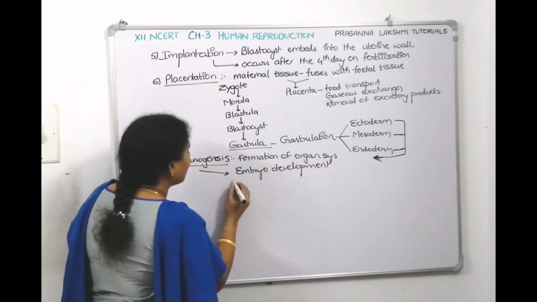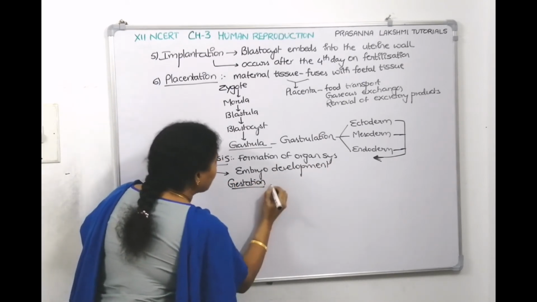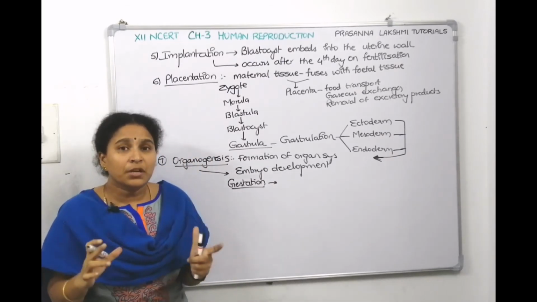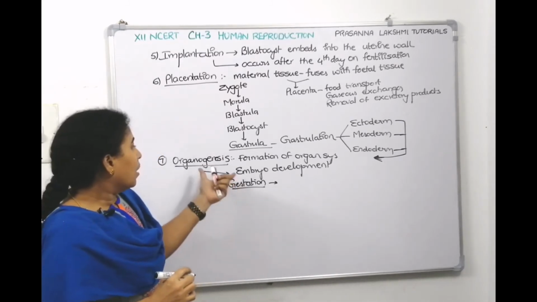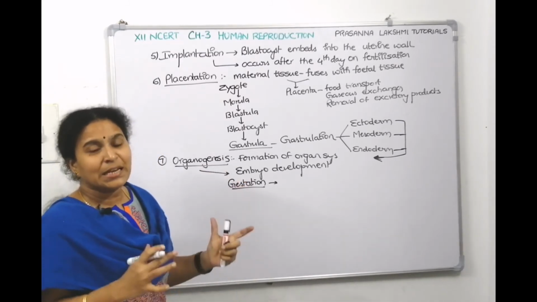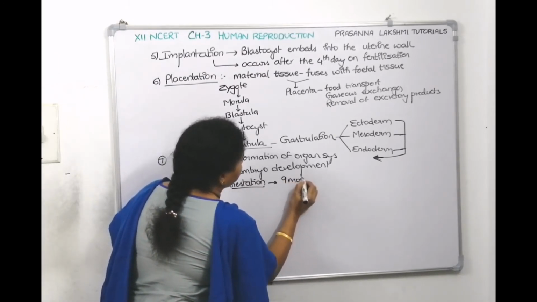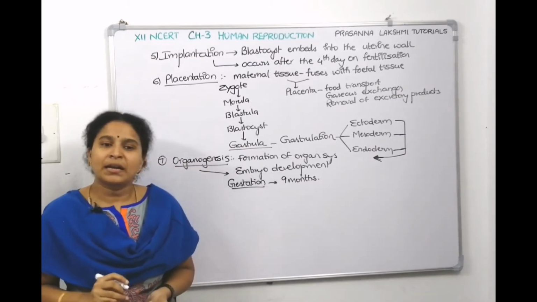right? So then we call it gestation. When the baby is developing inside the mother's womb, that duration is called gestation. The duration of gestation for humans is 9 months, right? So the embryo stays inside the womb of the mother for 9 months. So the fetus is developing inside the mother's womb for 9 months.